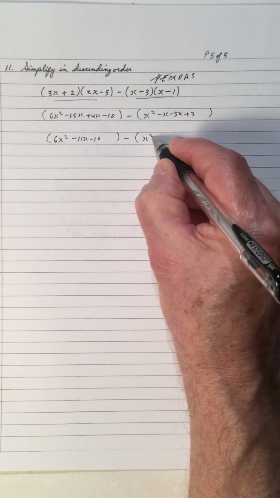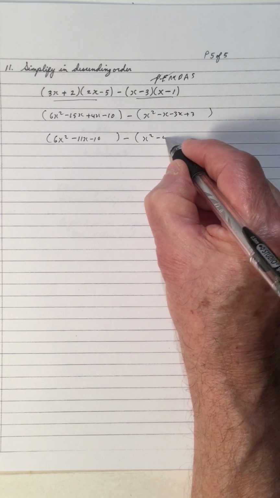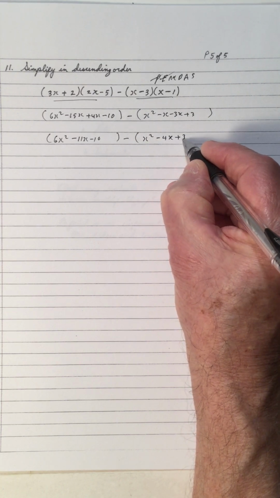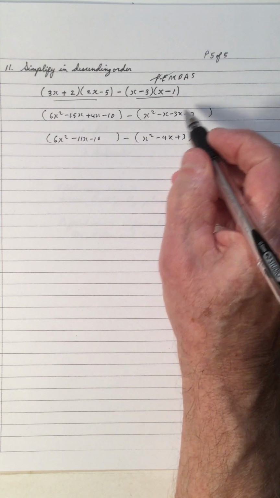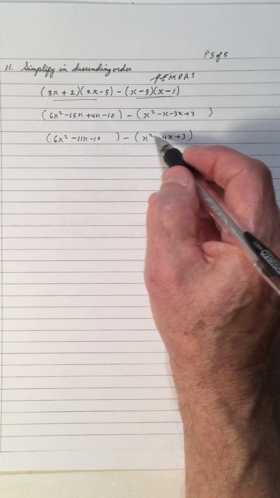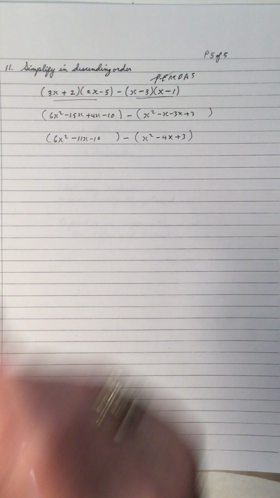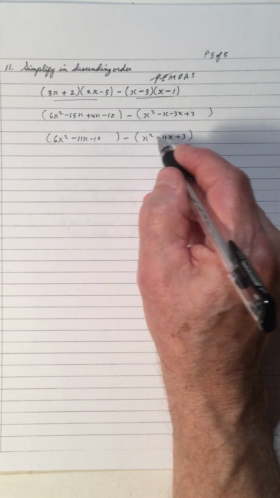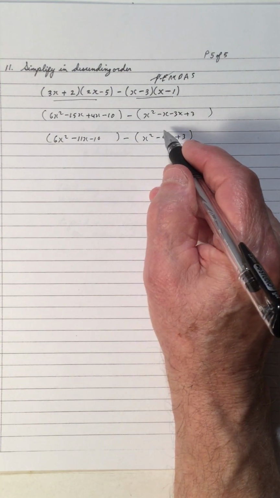And I got an x squared, -1, -3 is -4x plus 3. So now I have the multiplication done. I got to do the inside of the brackets first before I subtract. It makes it easier if you simplify inside of here because you have less terms to deal with.